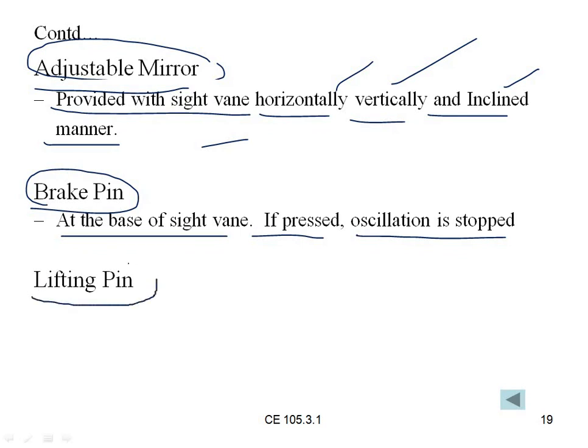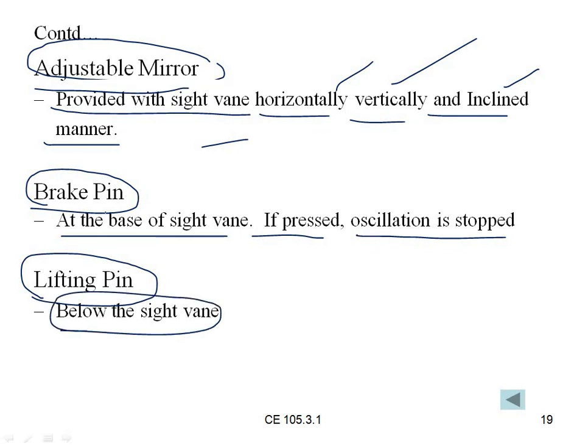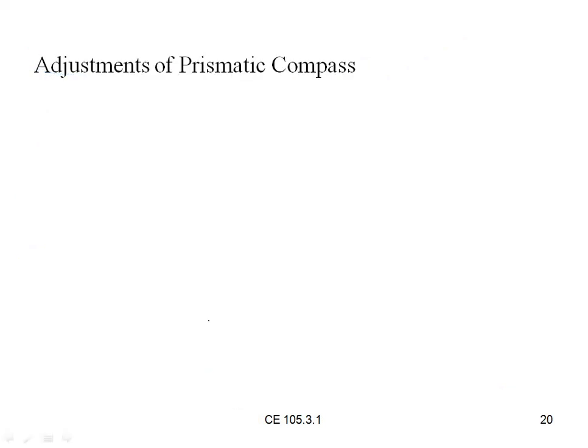And the next one is the lifting pin. So what do you mean by lifting pin? It will be below the sight vane. That means the sight vane will be at the top, and at the bottom of the sight vane, this will be the lifting pin. So it lifts the magnetic needle, so it comes back into position. When the magnetic needle rotates, it may fall down on one side or two sides. So when we use the lifting pin, it comes upwards.